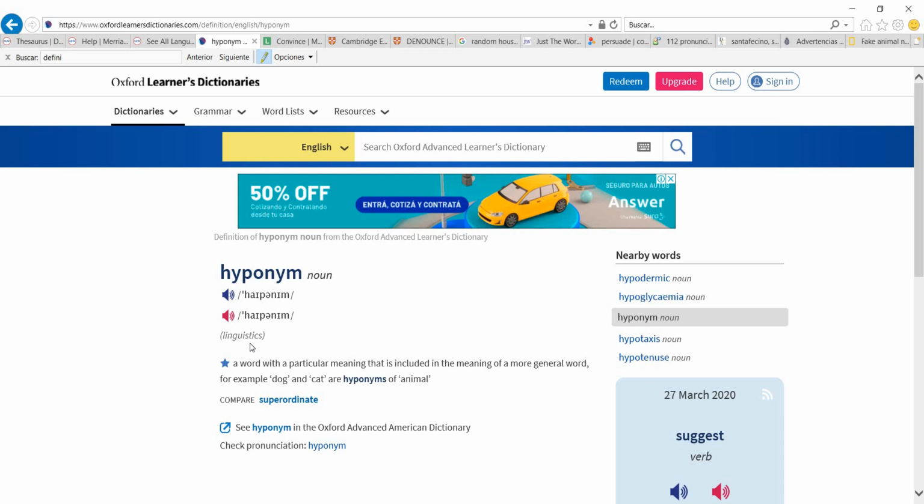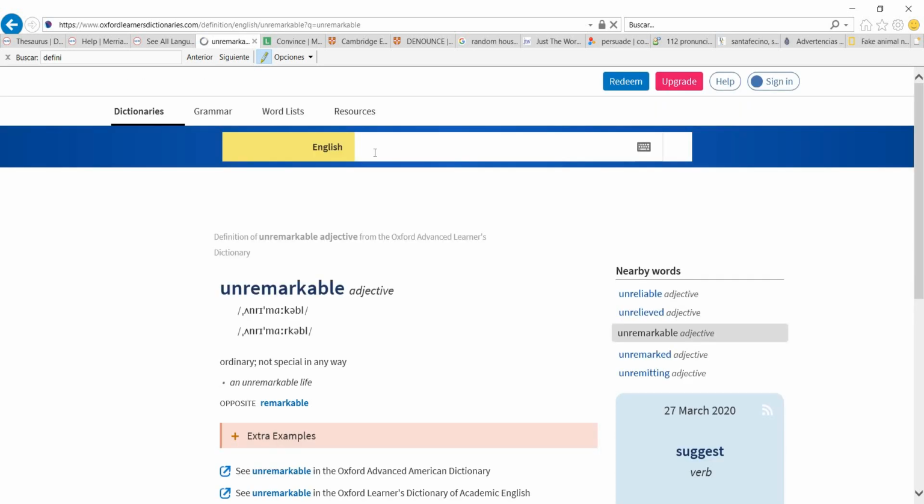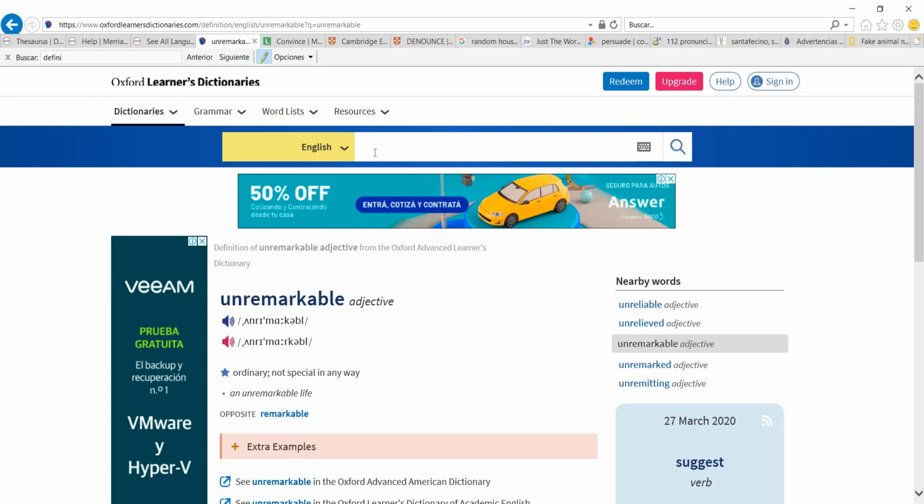And the same goes for the definitions that have synonyms, because the word unremarkable in English can be very difficult to picture in Spanish. Once you know this is ordinary, then the translation becomes a lot easier, right? So that's why I wanted you to see these different types of definitions. And I believe that is all.